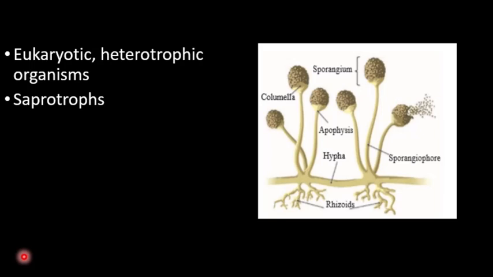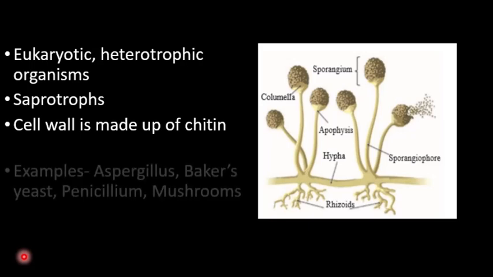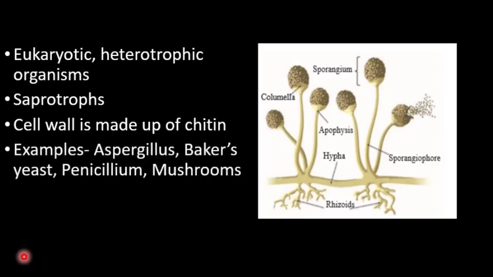Then the cell wall is made up of chitin. Now, chitin is a fibrous substance, children, which is made up of complex sugar. So their cell wall is made up of such sugar which is called chitin. Examples are aspergillus, baker's yeast, penicillium and mushroom. Now, about penicillium you will be studying in standard 9th. An antibiotic is produced from penicillium, that we will be studying in standard 9th.